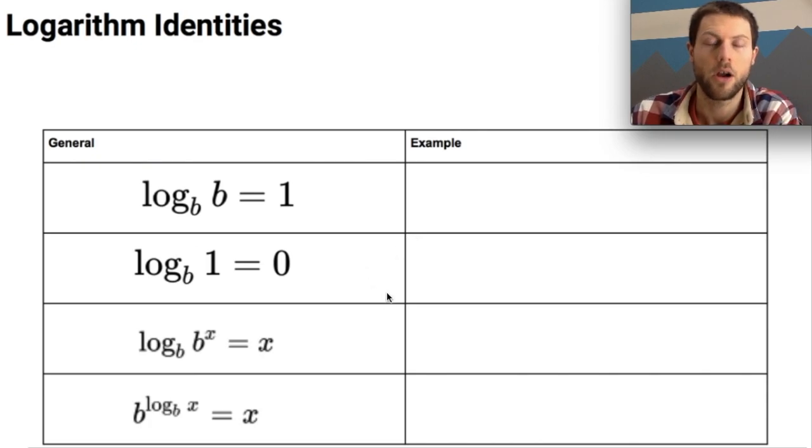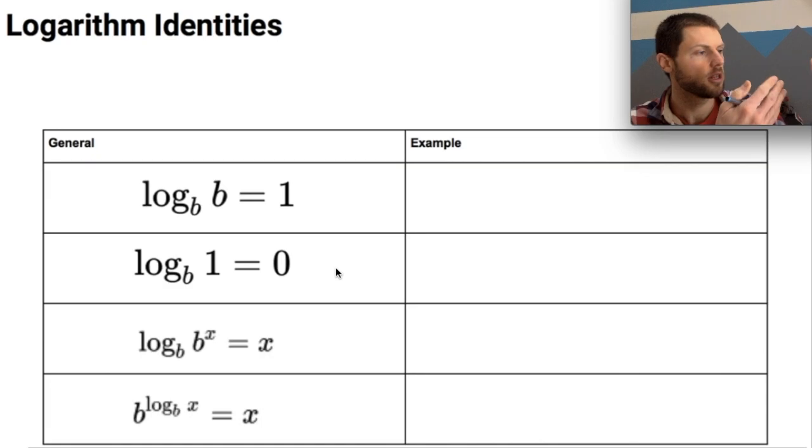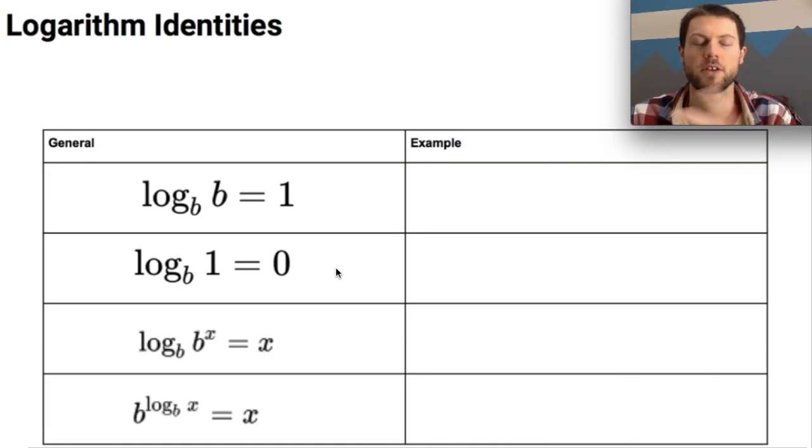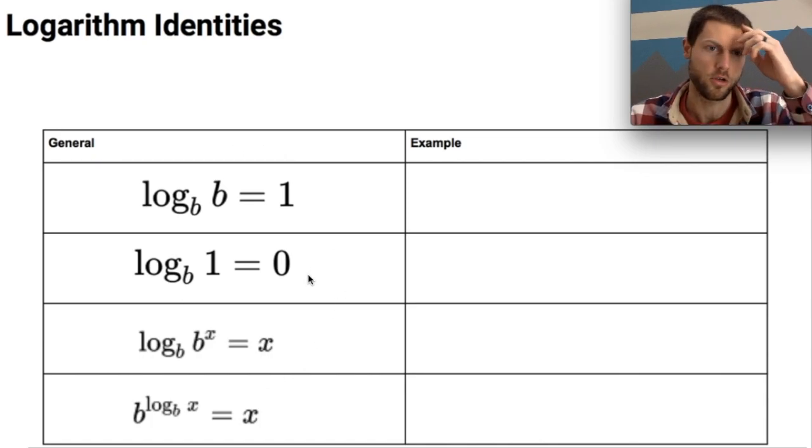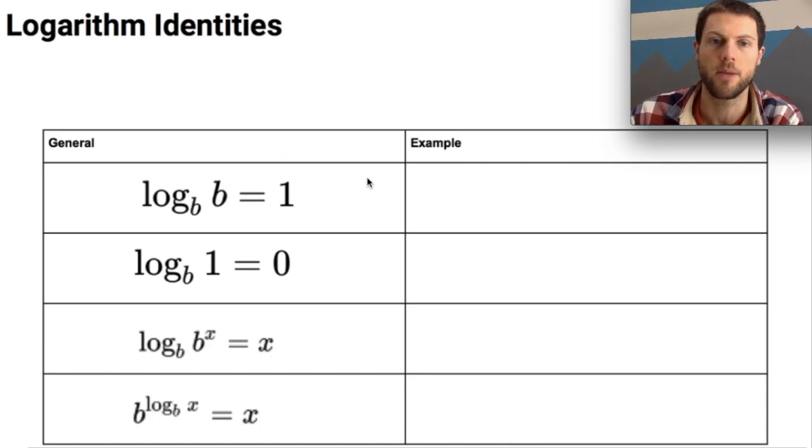Now we're going to talk about logarithm identities. When a logarithm looks in the mirror, this is what it sees. All of these things we're going to talk about right now. I have got four general identities. I would encourage you to jot these four down, and I'm just going to give you an example of them.